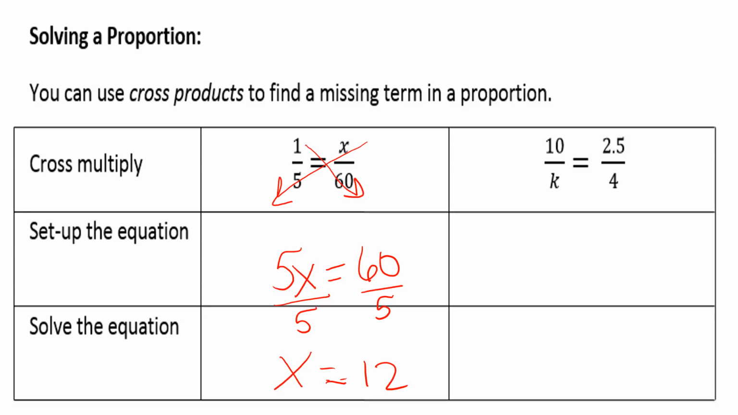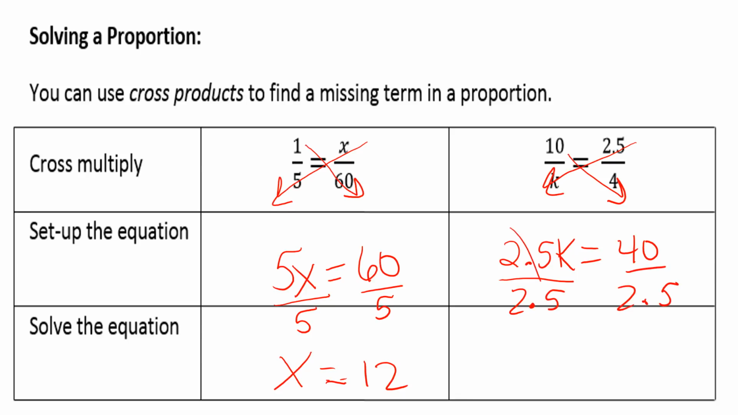Let's try the next example. We're going to cross multiply. 4 times 10 is 40. 2.5 times k is 2.5k. We set up our equation. We now need to solve our equation. This is 2.5 times k. The inverse operation is to divide by 2.5 on both sides. We now have k equals 16. When k is 16, we have a proportional relationship.